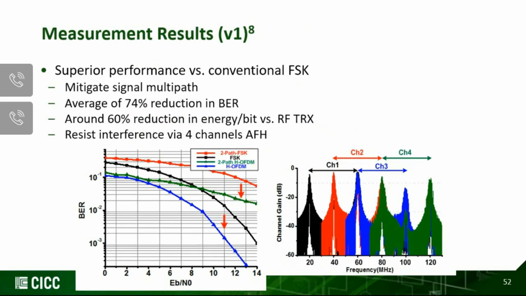So here are some measured results. The graph here is the simulation result, but the numbers are measured results. You can see that the hybrid OFDM, which is version 1 by the way, shows around 60% reduction in energy per bit compared with the RF transceiver on body, and an average of around 70% reduction in BER. And it's also resilient across the 4-channel adaptive frequency hopping scheme.